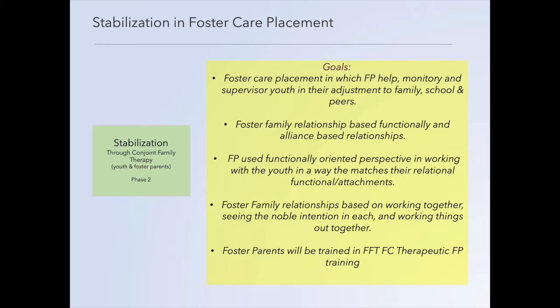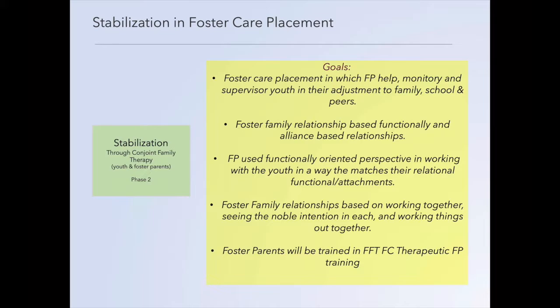We have a three-session training program that they'll also go through. So what that means is you, the foster parents, and the youth will all be on the same page for the roles that are required to create stability in the everyday relationships between them.